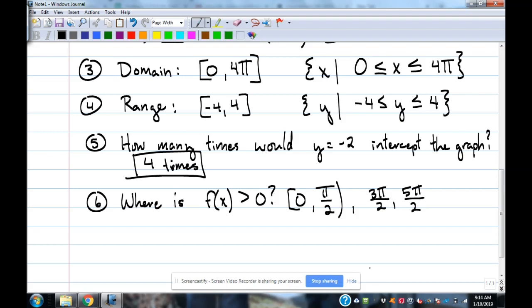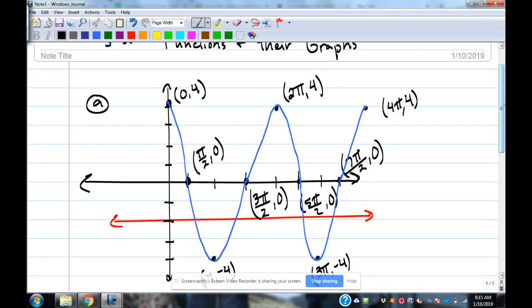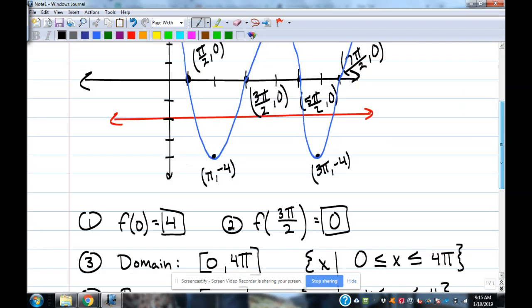Parentheses or brackets? Both of them. The y value for both of those x values are zeros. They're not greater than 0. Okay. What's the next interval? Seven pi over 2, because after we pass 5 pi over 2, we're negative y values until we get here. We're starting at 7 pi over 2 and going to where? 4 pi.